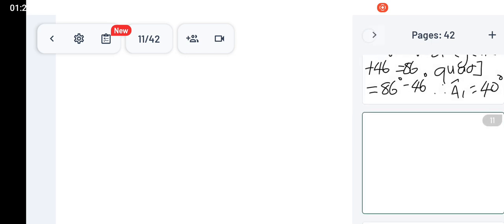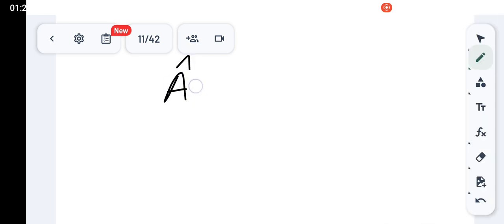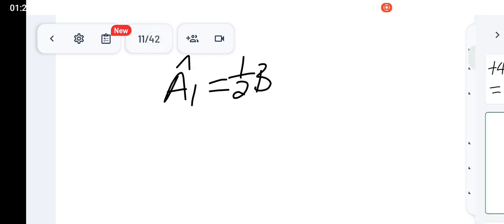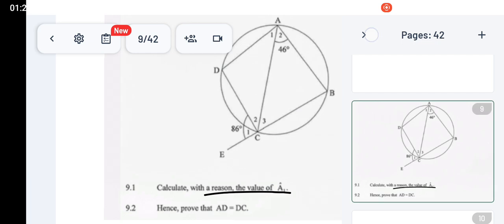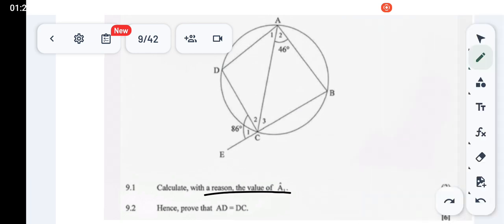And remember, this angle A1 is half of angle B. That's what they said to us in their statement. Okay. 9.2, hence.